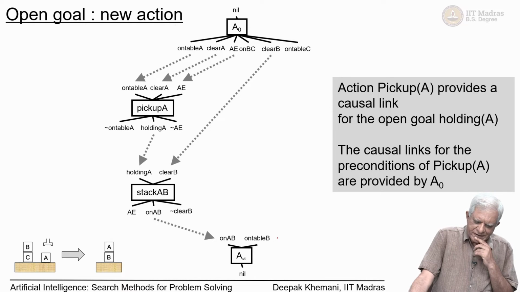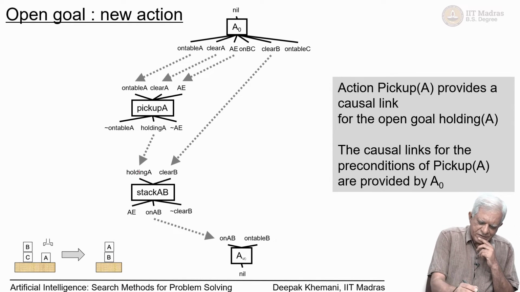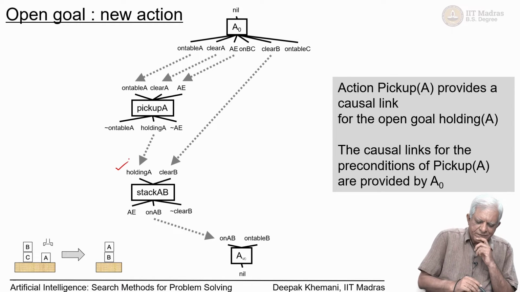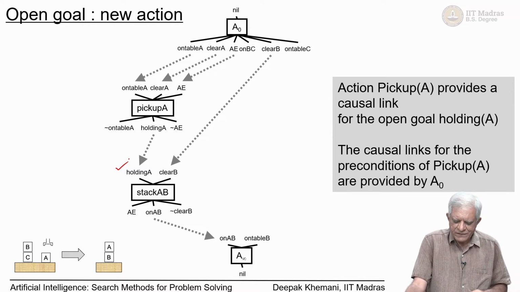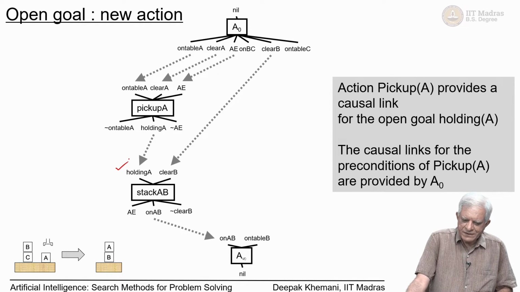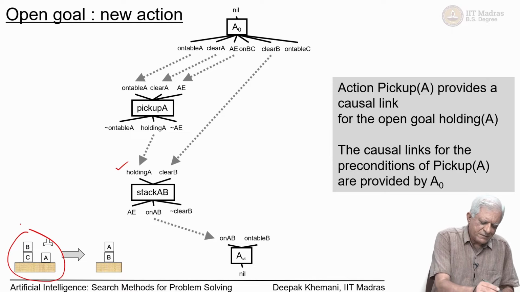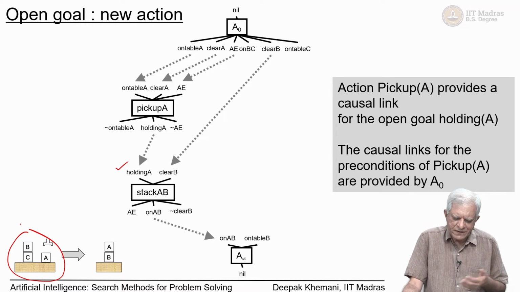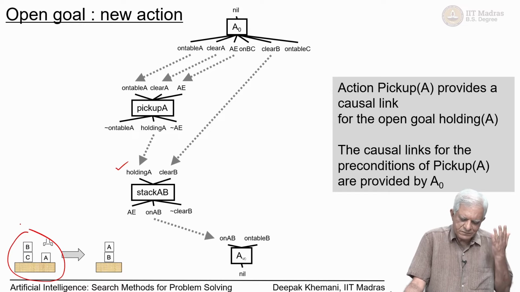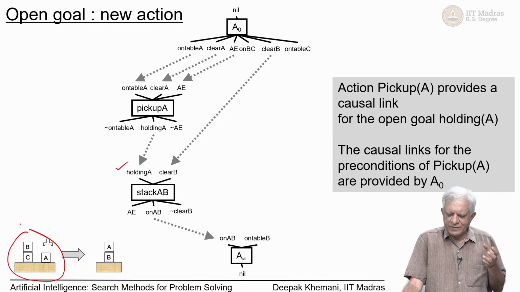So, now we have added the second action. So, we have taken care of this open goal. We are now left with only one open goal, which is that B must be on the table. You can see on the left that B is not on the table, B is on top of C. So, basically we have to put it down on the table, and before putting it down we will need to hold it, and to hold it we will be able to unstack it from C.